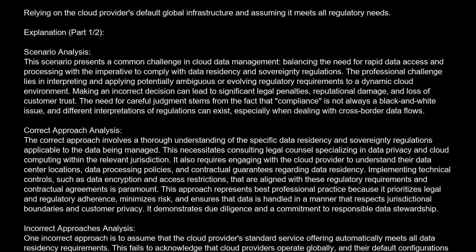regarding data residency. Implementing technical controls, such as data encryption and access restrictions, that are aligned with these regulatory requirements and contractual agreements is paramount. This approach represents best professional practice because it prioritizes legal and regulatory adherence, minimizes risk, and ensures that data is handled in a manner that respects jurisdictional boundaries and customer privacy.